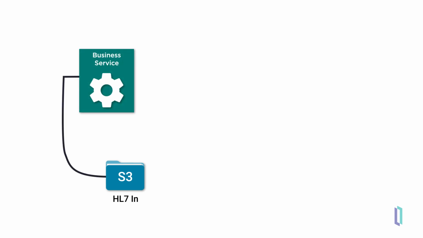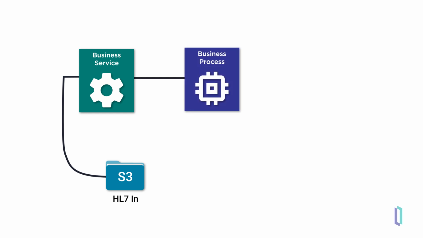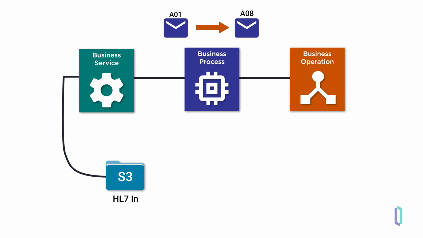Let's consider a typical scenario where secure file transfer is needed. Perhaps a business service in your production watches a directory for files containing batches of HL7 v2 messages. When it recognizes a file is present, it consumes the file and routes the messages to a business process, which transforms the messages and sends them to a business operation. The operation outputs a file containing the newly transformed messages to another directory.